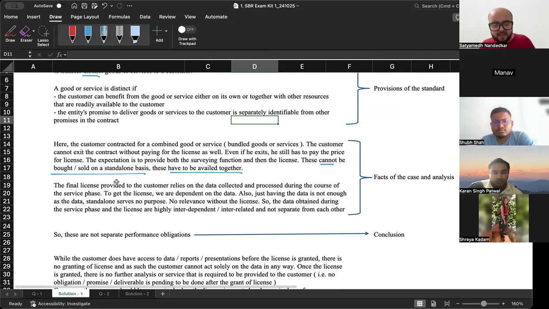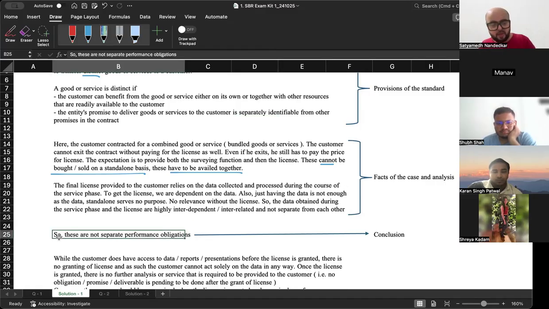Then, final license provided to the customer relies on the data collected and processed during the course of the service phase. To get the license, we are dependent on data. Just having the data is not enough, as the data standalone serves no purpose. No, and data without the license has no relevance. And to get the license, you need the data. Right. So the data obtained during the service phase and the license are highly dependent on each other and are not separate. Okay. This is facts of the case and analysis, but I haven't concluded here.